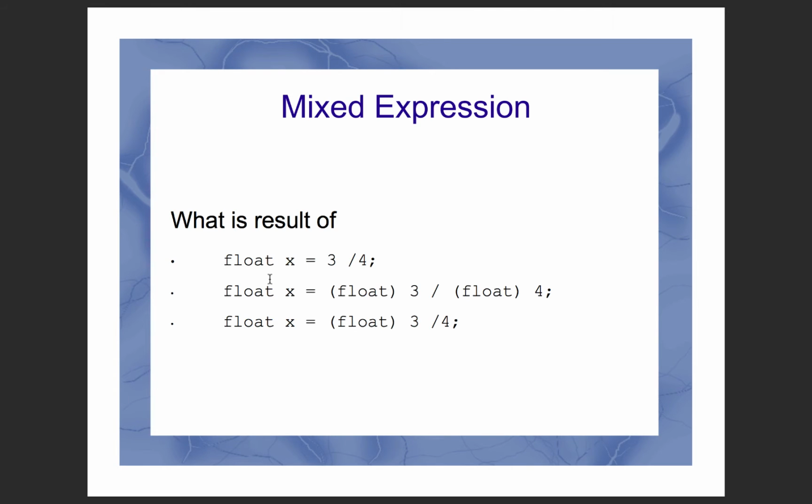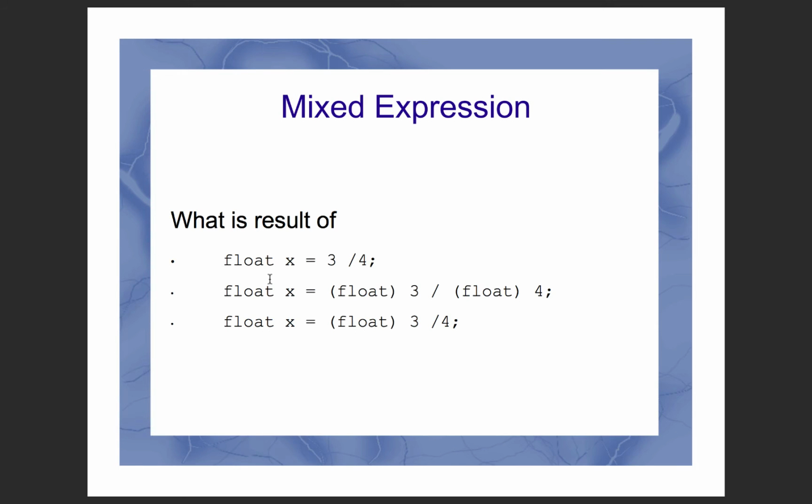So these are the mixed expressions. Here we have float x assigned 3 by 4. Basically 3 and 4 are integers, but after conversions, after doing arithmetic, the result will be assigned to a float x. Since x is a float variable, it will do upcasting after doing the operations.